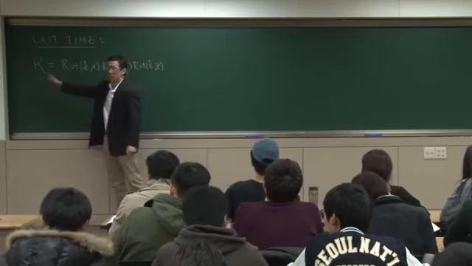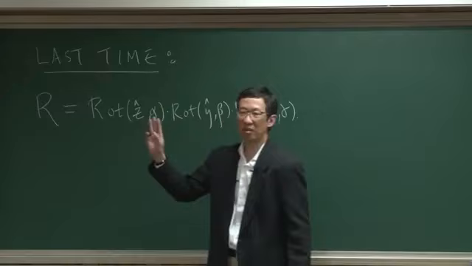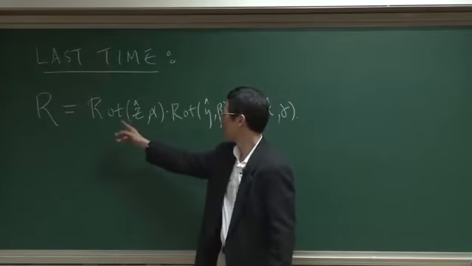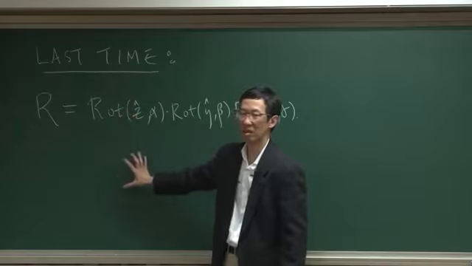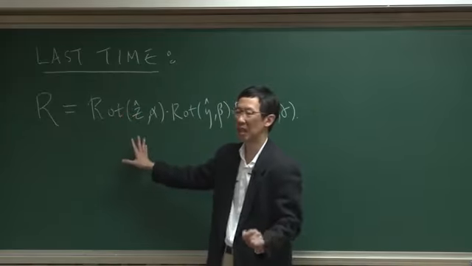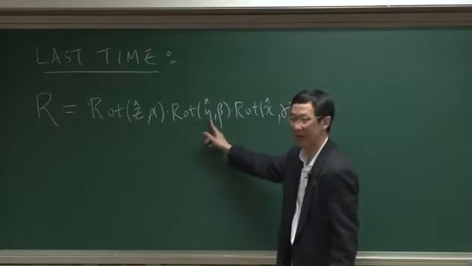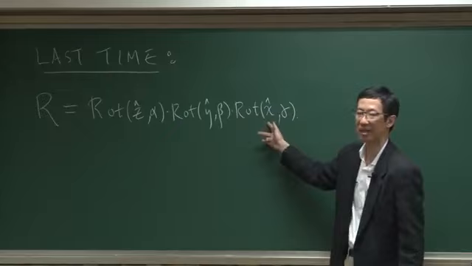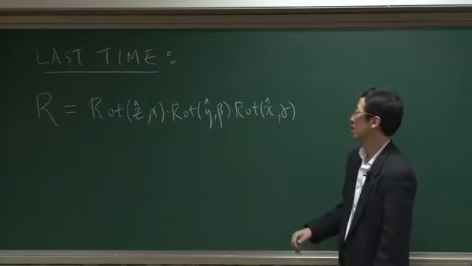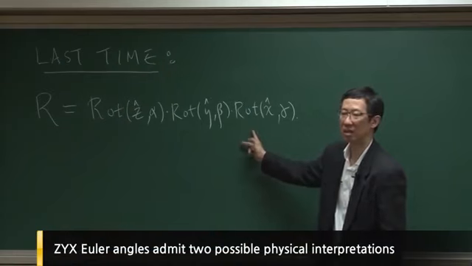So an arbitrary rotation matrix R is written as the product of three rotations. Rotation around the z-axis by alpha, a 3 by 3 rotation matrix whose form you know. This is a rotation around the y-axis by beta. And then this is a rotation around the x-axis by angle gamma. Okay? So there are two interpretations of this formula.